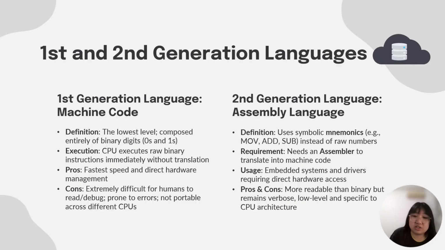Next, we move to the second generation language, which is assembly language. Instead of using zeros and ones, you use mnemonics like move, add, or sub. You still need an assembler to convert it into machine code. It is more readable than binary, but still very low level and not portable across different CPUs. Assembly is mostly used in embedded systems, performance-critical code, firmware, and device drivers.